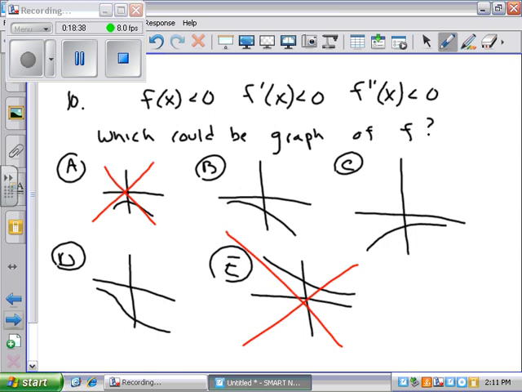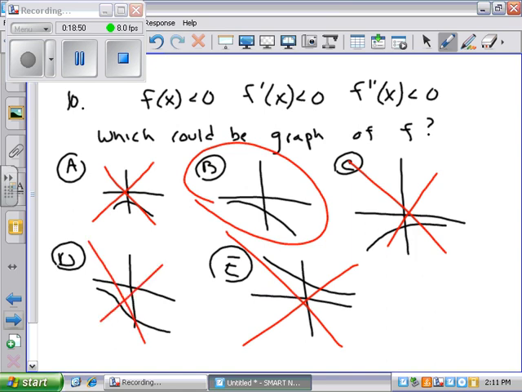Oh yeah, that's just increasing. It's crazy. And then the second derivative is negative, concave down. Obviously it has to be B, because this is not always concave down.